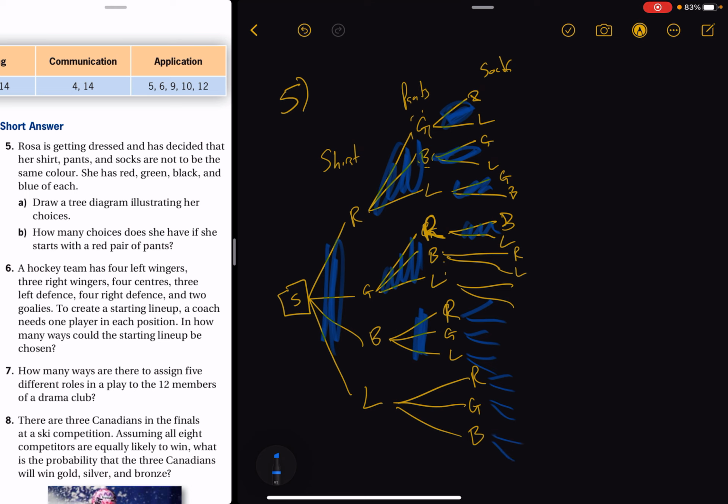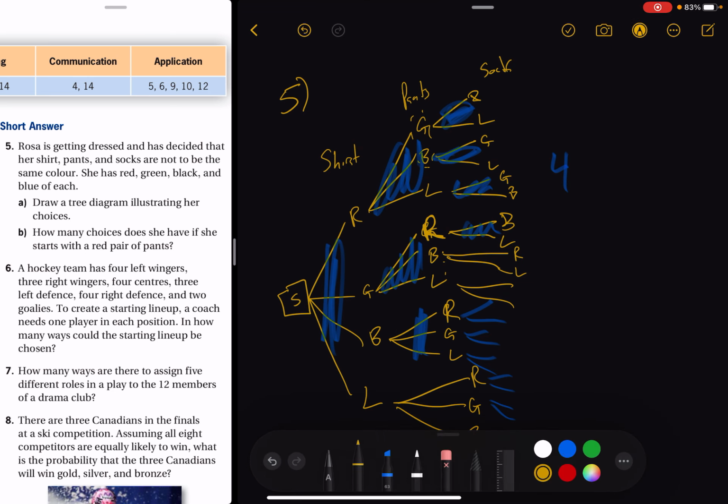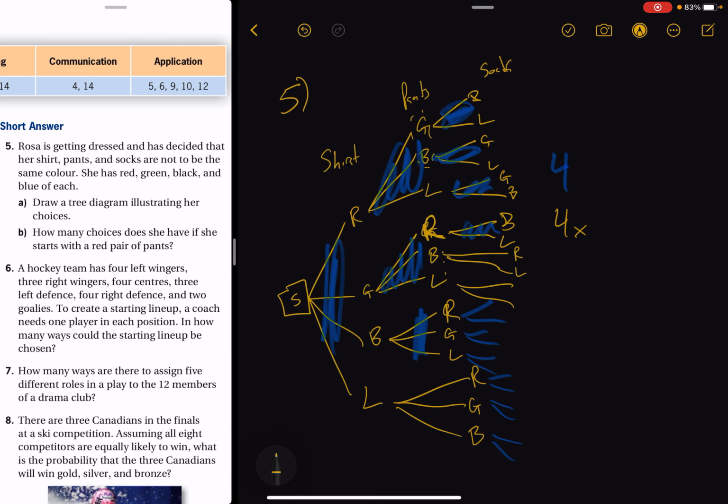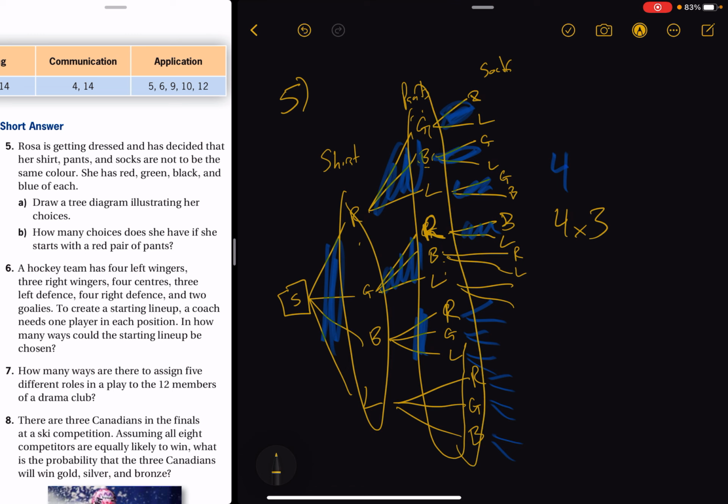And essentially, if we want to look at how many choices we get, we have 4 total choices over here. Multiply it by 3 to get the number of choices we have over here. Each one of these choices has 3, so that's 12 choices. And every one of these has 2. Right?